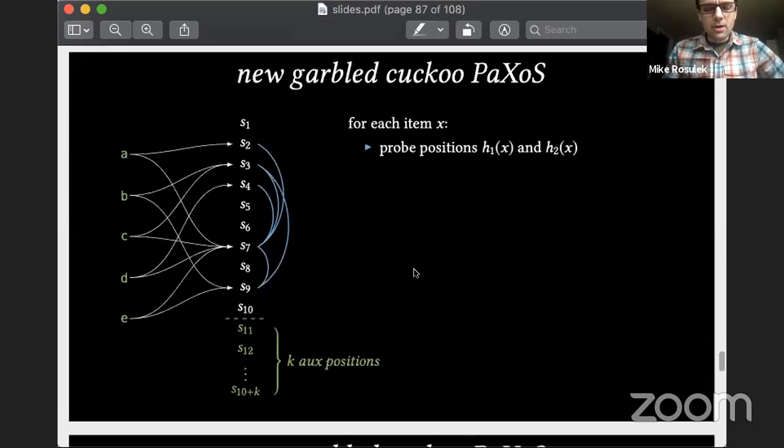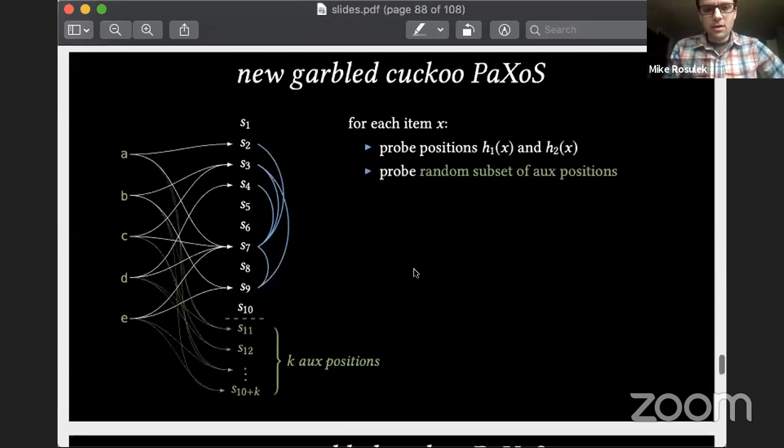The way we get around that is we add some extra positions in this vector. For each item, we probe a random subset of those auxiliary positions. Because it's a random subset, with high probability all these linear constraints are linearly independent and they can be solved. Then the question is how you do this efficiently. There are more details in the long version of the talk, but that's the main idea.